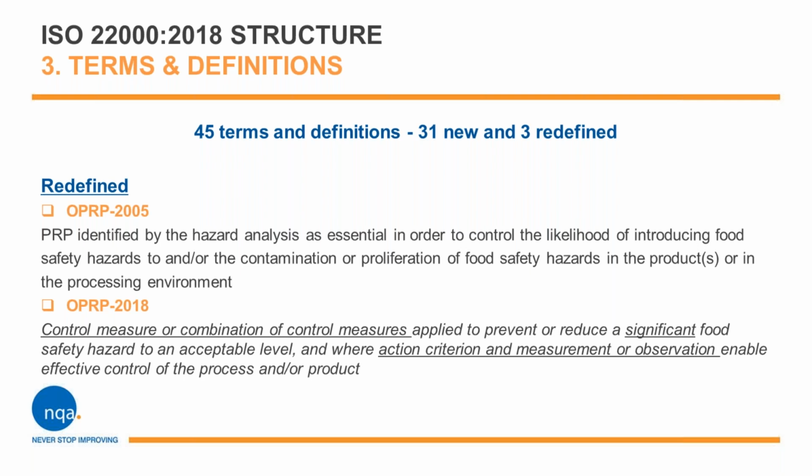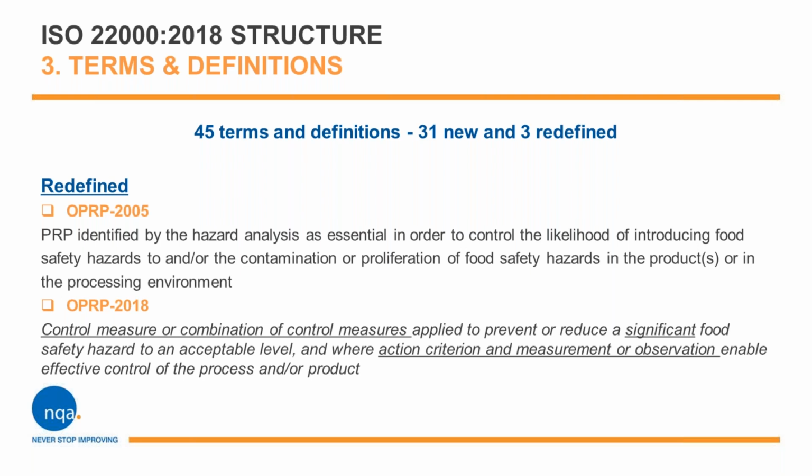And then there is the action criterion, which we didn't have before: a measurement or observation enabling effective control of the process and/or product. As you remember, when we have the OPRP, we have to implement these control measures and monitor them through any kind of measure or observation, as it says clearly here. Now, that particular measure that you implement for monitoring this OPRP, you are going to call action criteria. The main thing here is that this can be measurable, but also observable. And it wasn't clarified before.